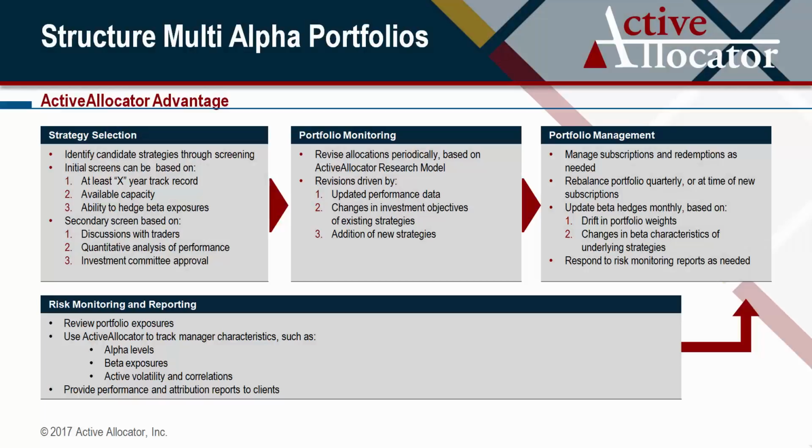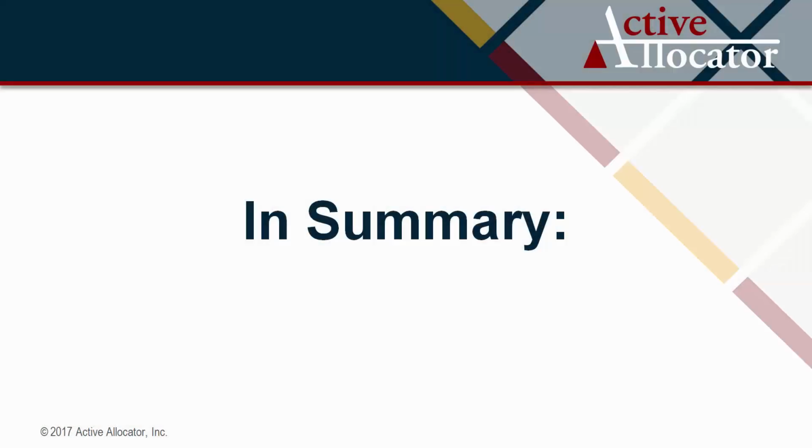Active Allocator helps you structure multi-alpha portfolios. We help you arrive at projected alpha and alpha volatility for each strategy, beta exposures for each strategy, uncertainty in alpha forecasts, alpha volatility estimates and beta estimates, downside risk characteristics of each strategy's alpha, correlations across the strategy's alphas, covariance matrix for the underlying market exposures to be hedged, cost of hedging each market exposure and cost of leverage, management and incentive fees.